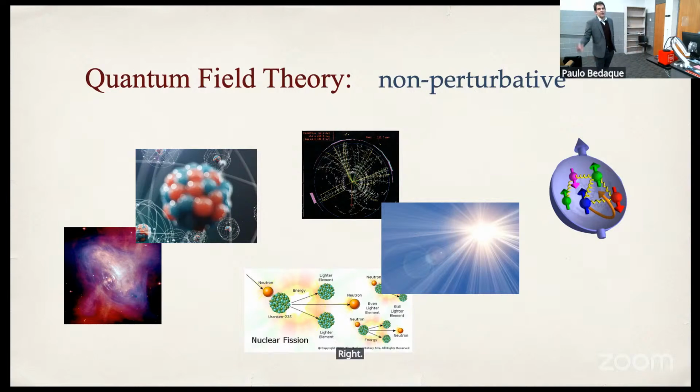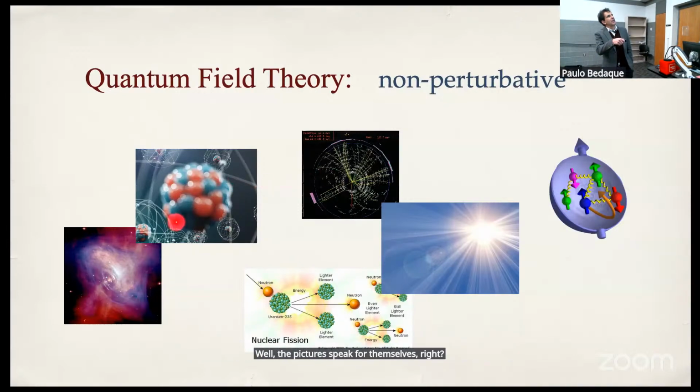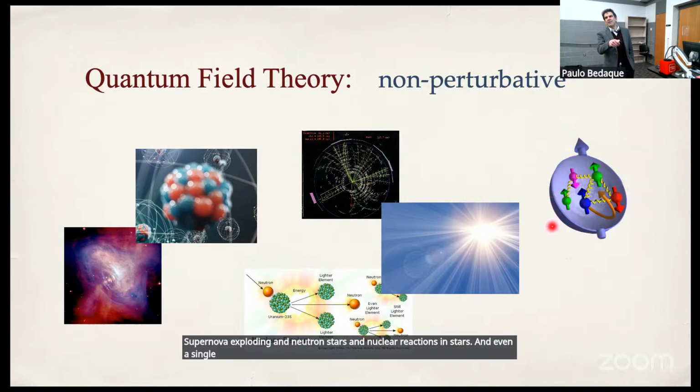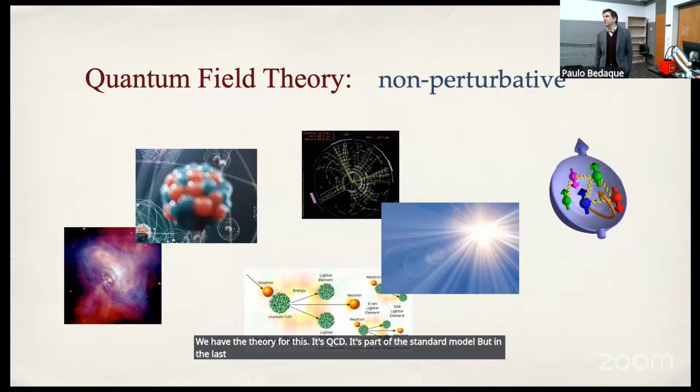Let me tell you just a few phenomena from my corner of physics that are described by non-perturbative field theory. Well, the pictures speak for themselves, right? Nuclei, supernovae exploding, neutron stars, nuclear reactions, and stars. Even a single proton isolated in empty space has a complicated structure in terms of quarks and gluons that's entirely non-perturbative. We have the theory for this. It's QCD, it's part of the standard model, but for over 50 years we haven't really been able to solve it.